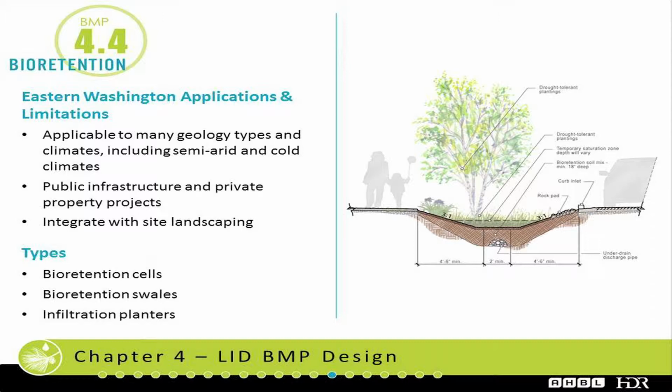Bioretention is one that does get a lot of attention in the manual. Bioretention and permeable pavement both receive a lot of attention in the manual. Bioretention is applicable to many geology types and climates, including, of course, semi-arid and cold climates like we have in Eastern Washington. Bioretention can also be well utilized for public and private property projects, and can be integrated with site landscaping. It's a very big benefit of bioretention. The manual provides design guidance for bioretention cells, bioretention swales, and infiltration planters, which would have vertical walls typically, could be made of concrete or another type of material. But infiltration planters are similar to bioretention, except their geometry is a little different.